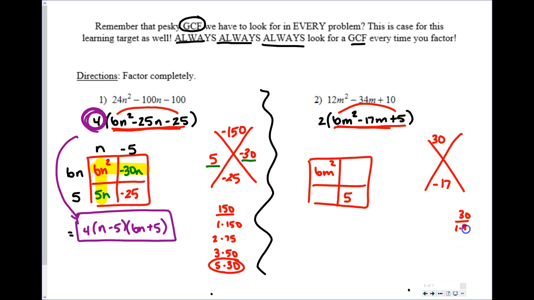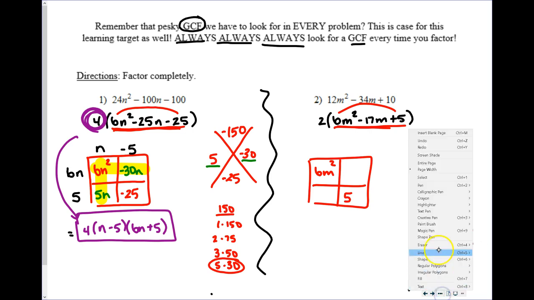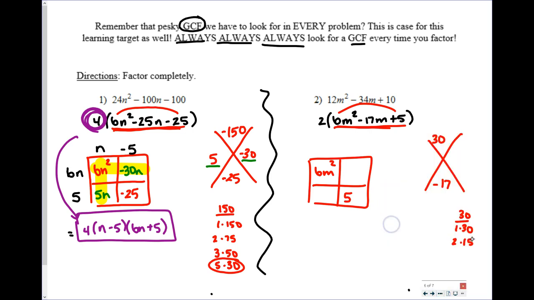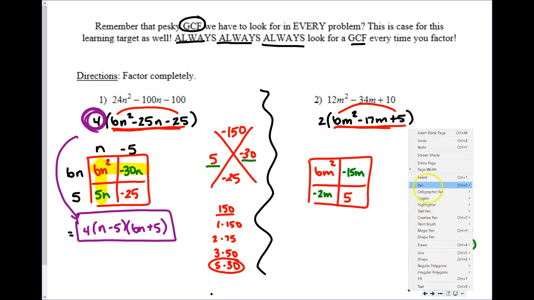So 1 times 30, 2 times 15. I'm going to stop there at 2 and 15 because I see there is a 17 involved. I know this has to be positive and this negative, so that means both of these have to be negative. Negative 15 and negative 2. I'm going to take that negative 15, put it here, take the negative 2 and put it here. By the way, guys, it does not matter where you put which one. I could have put the negative 15 where the 2 is. I could have put the 2 where the 15 is. It doesn't matter. Your answer will be the same, which I know is kind of magical.